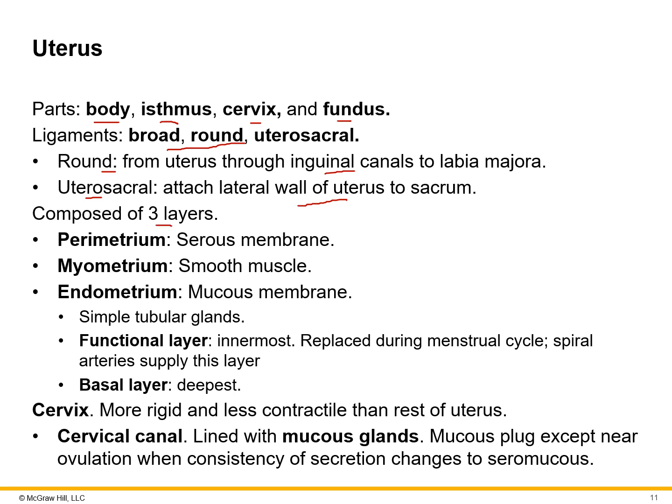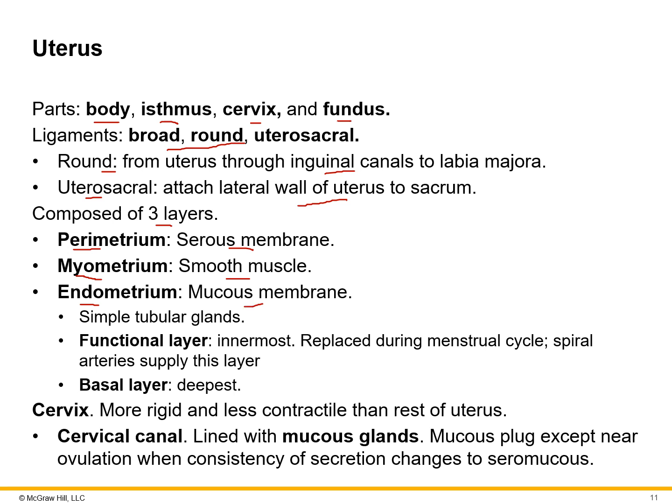And we have three different layers here as well. So we have the parametrium, the myometrium, and the endometrium. And this was kind of similar to what we'd seen with the cardiac system. So we have the parametrium. This is made up of the serous membrane. The myometrium, that's more the muscle, so the smooth muscle for contraction. And then the endometrium, which is that mucus layer.